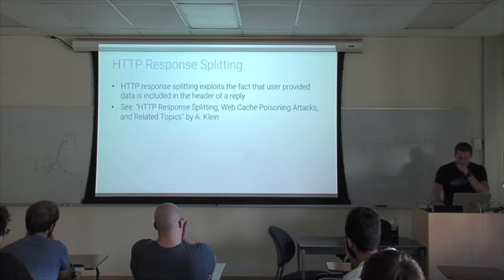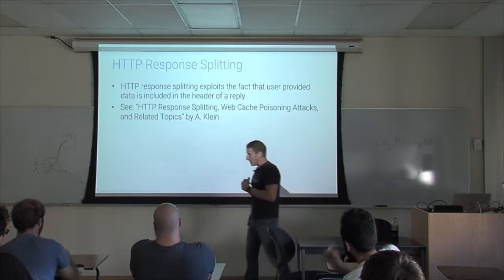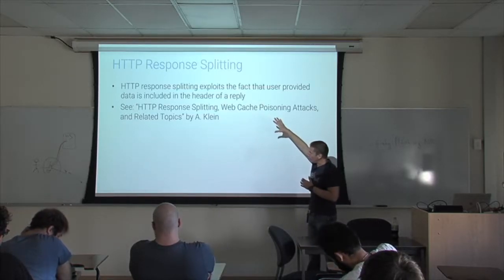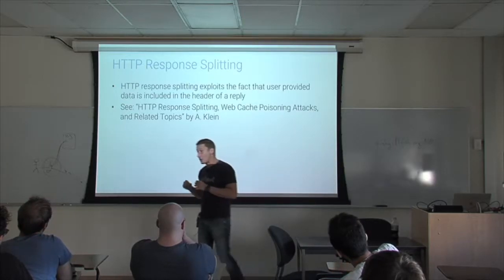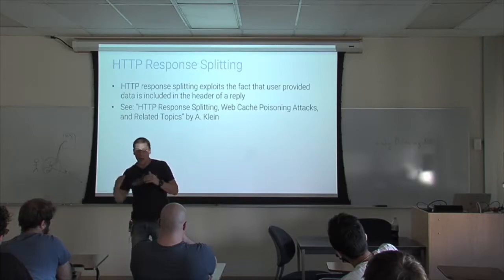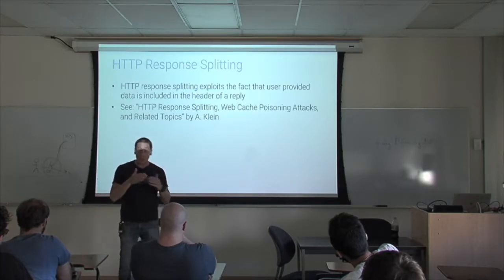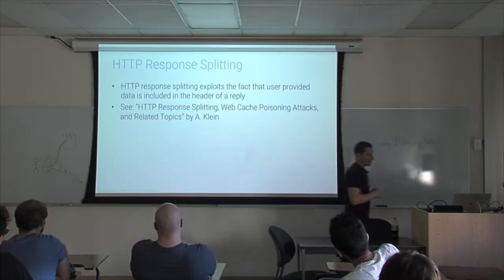The first one is response splitting. The basic idea is that you can inject data in the headers of the HTTP request. So imagine that for some reason data provided by the user is actually used in the header of the request, so it's put in one of the fields.